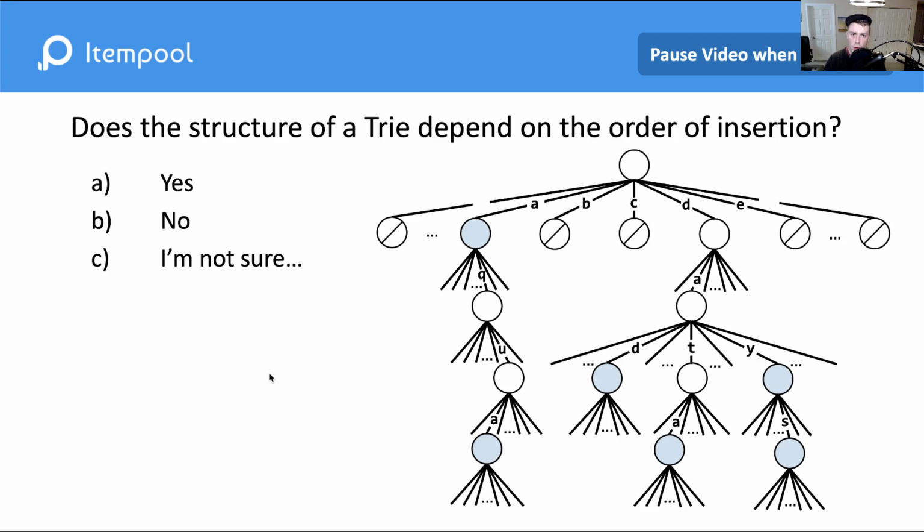To give you a chance to try and think about this, let's think about a trie and how you build one up. You add words into it. My question is, does the structure of a trie depend on the order of insertion? If I insert data followed by aqua versus aqua and then data, does the order of insertion into a trie affect the final structure of a trie? Take a second and try to reason about that on your own. Yes, no, or you're not quite sure yet.